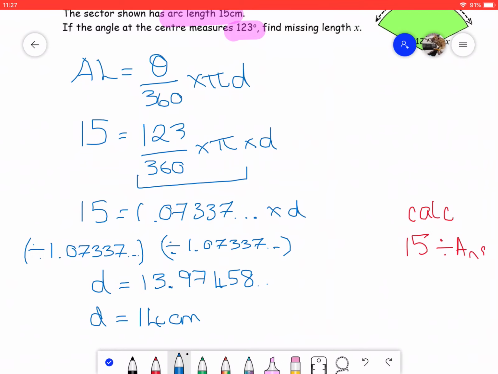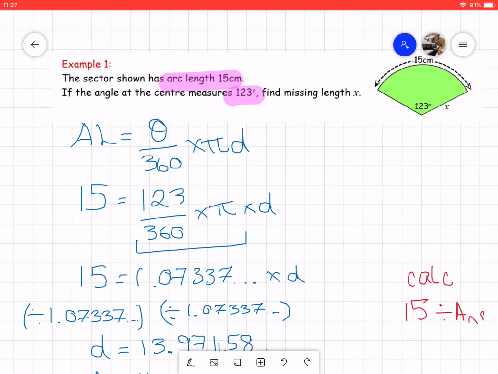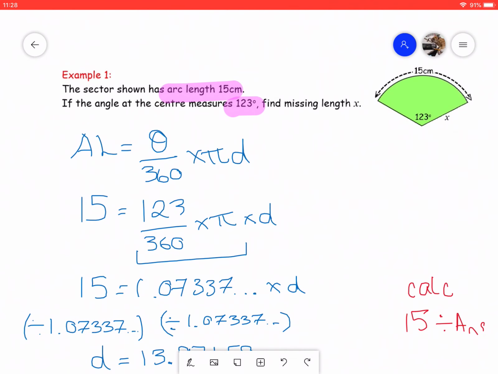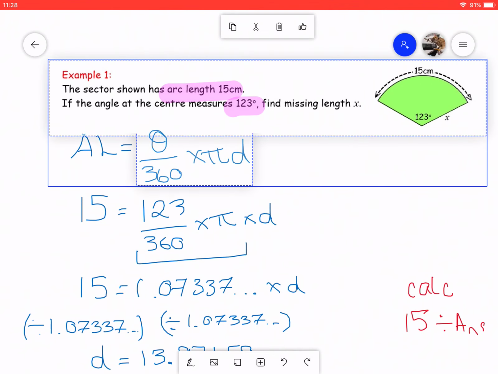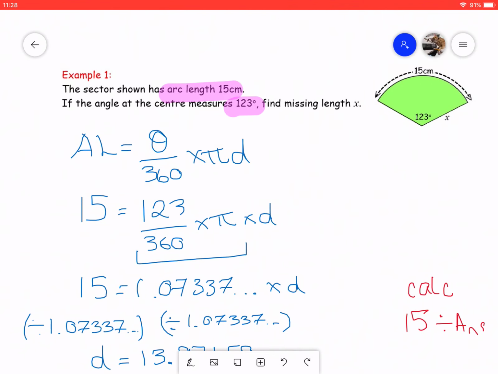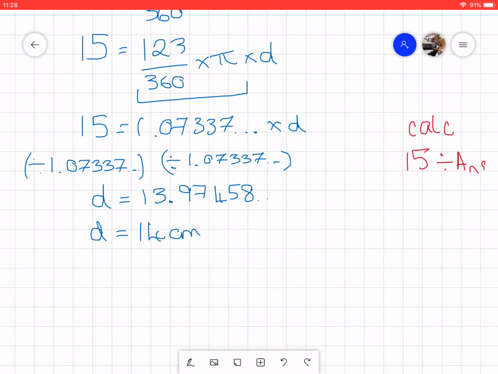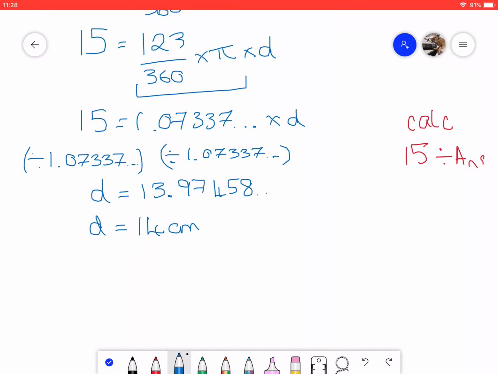Okay, if you look back at the question though, just at the top of the page, we've just worked out the diameter is 14. X isn't the diameter. If you imagine this as a full circle, x is actually the radius. So what we need to do is calculate the radius in this question. The very last step, to find length x, you're going to take the diameter and divide it by 2. So final answer, x is 7 centimetres.